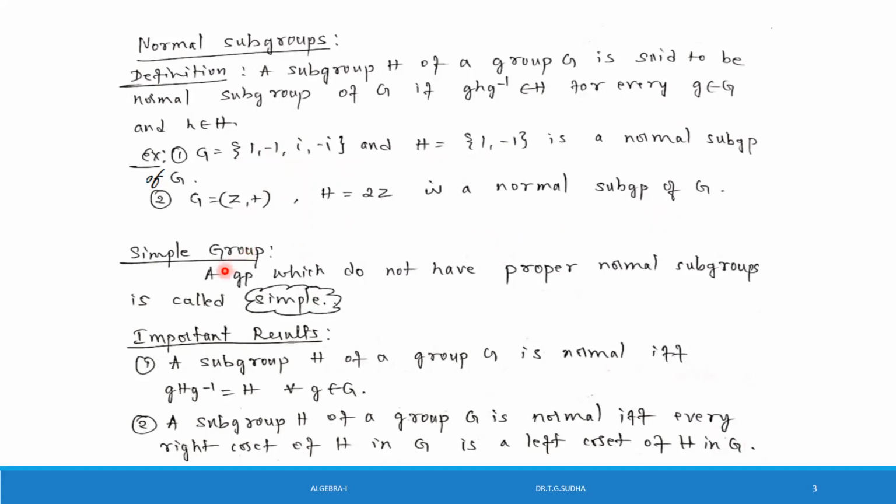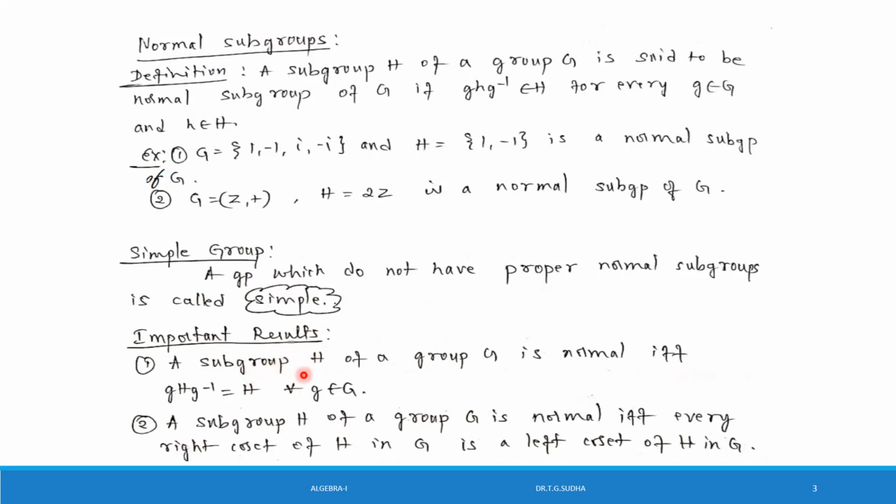Next, let us move on to the simple group. A group which does not have proper normal subgroups is called simple. So in the previous session, we had seen that a group of prime order does not have proper subgroups. Therefore, a group of prime order is always simple.